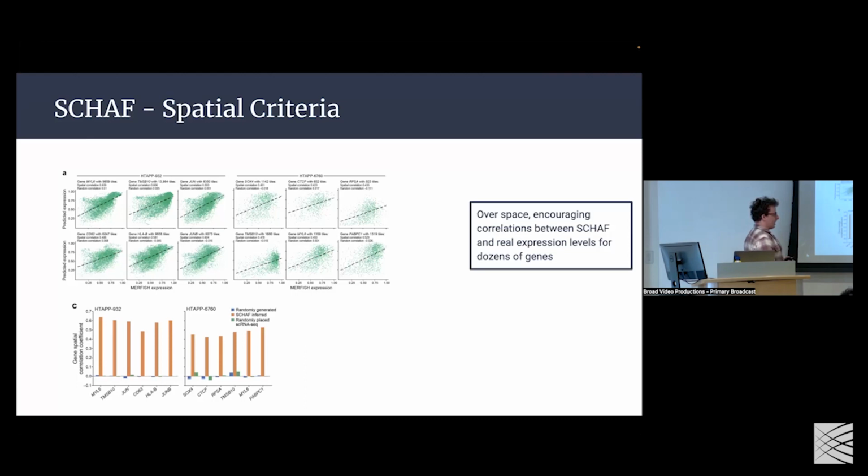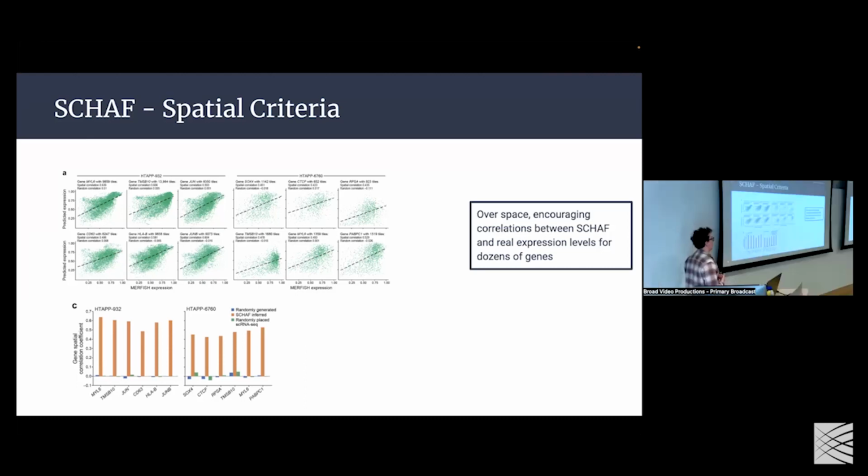Then we look at the expression that SHAF tells us in that region, and the expression that MERFISH, the ground truth, tells us in that region, and see how strong the correlation is. You can see here we have a 0.5, 0.6 correlation for 6 genes. There's a more comprehensive figure in a slide or two that puts that into context, but it's encouraging that, not with a super strong correlation, but with an encouraging one, SHAF's predictions are spatially sensical.